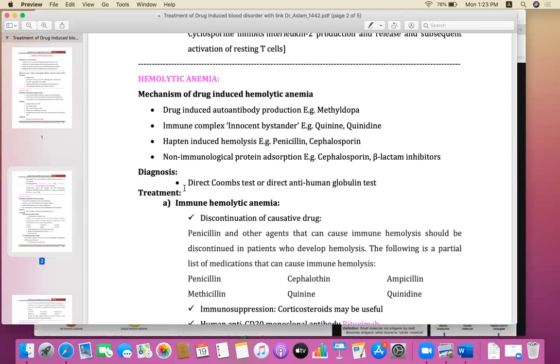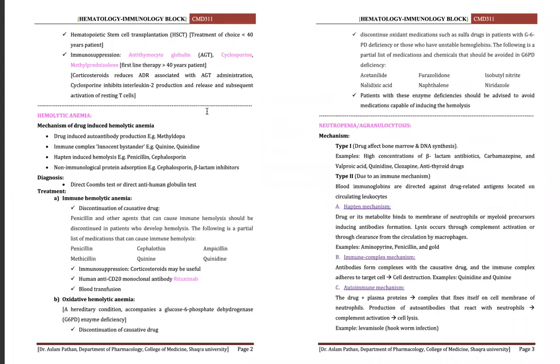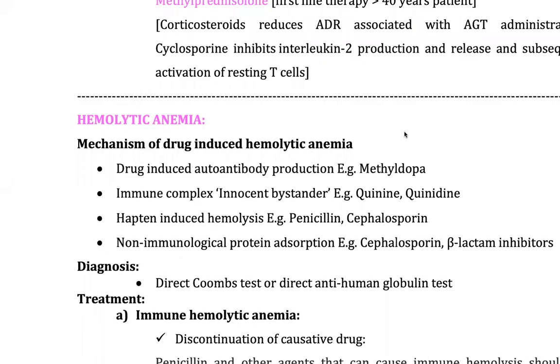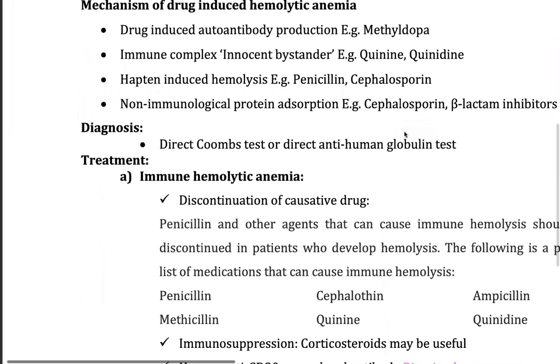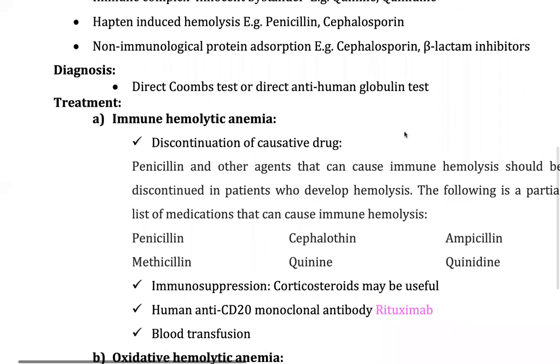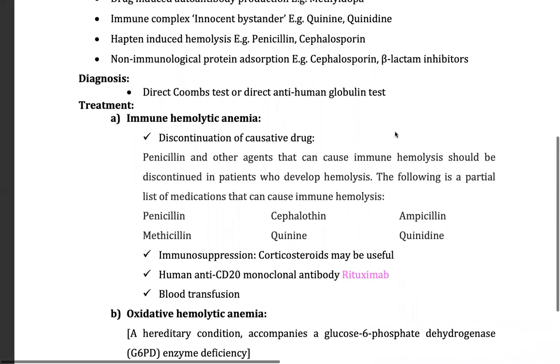How can we diagnose this hemolytic anemia? Generally, the direct Coombs test is used to diagnose the hemolytic anemia. Direct Coombs test, or direct anti-human globulin test. This is in the pathological section. Diagnosis. Let us see about the treatment.